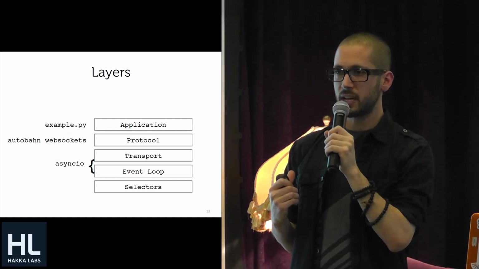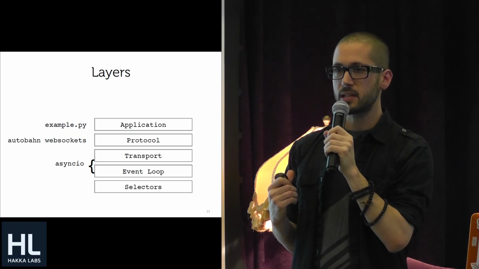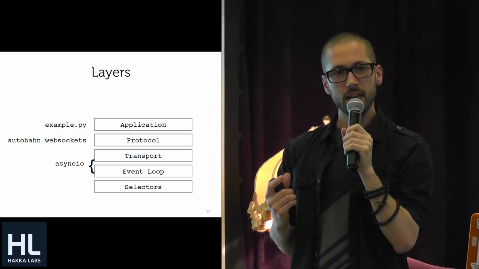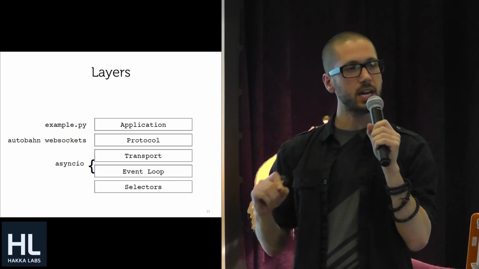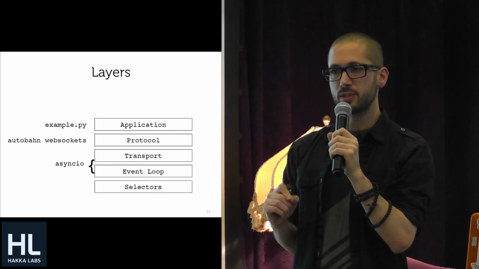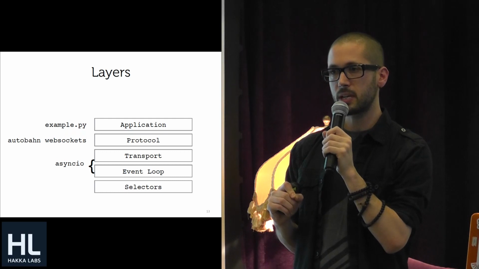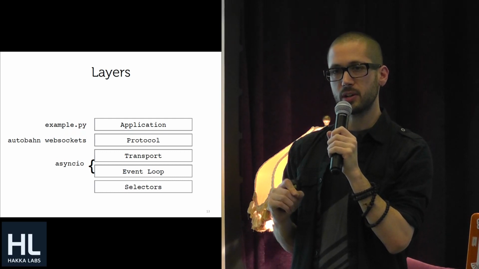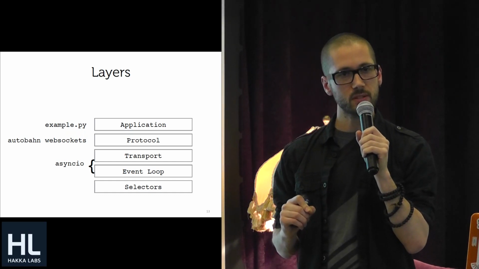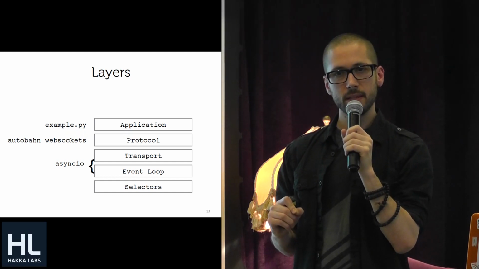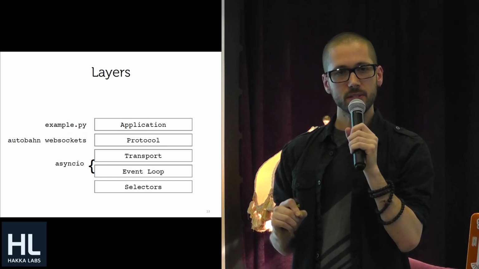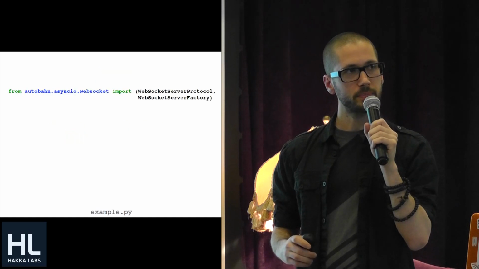Beneath that is the event loop, which is watching for events and executing event handlers. And then beneath that is the layer that we won't actually see how it works. It's the selectors module, which is also new in Python 3.4. And it actually talks directly to the operating system and registers for event notifications on non-blocking sockets. So with all of that said, we can now actually start to look at some code.